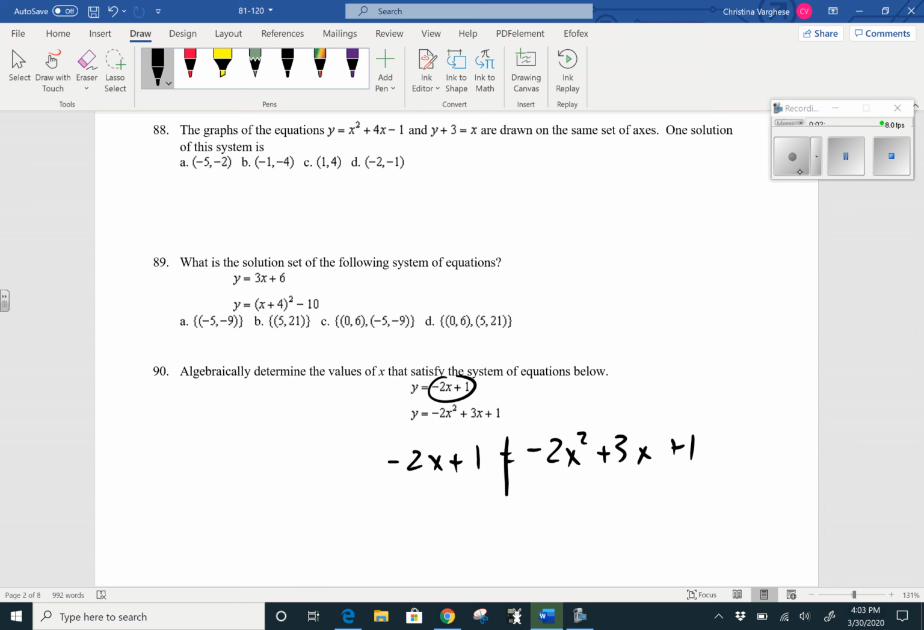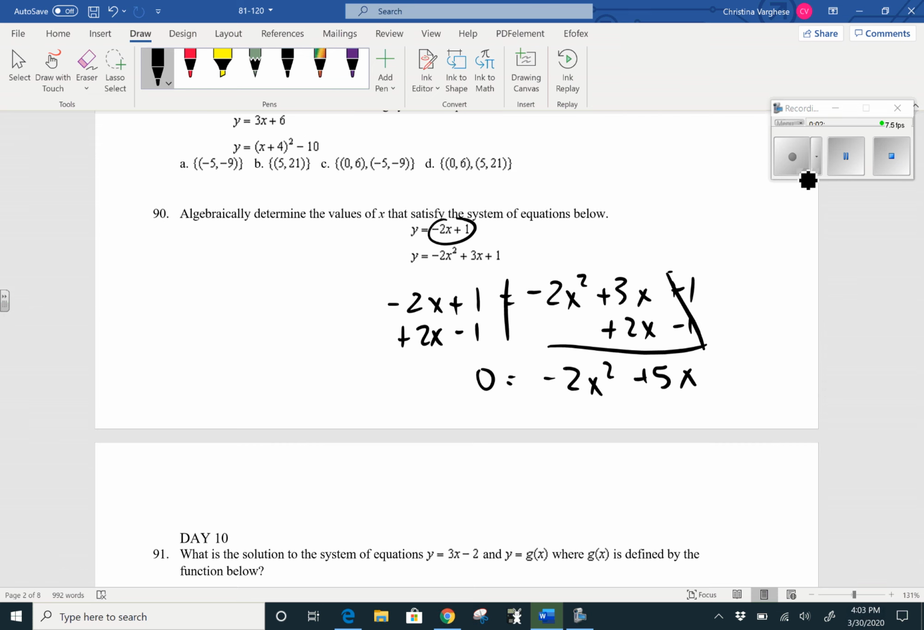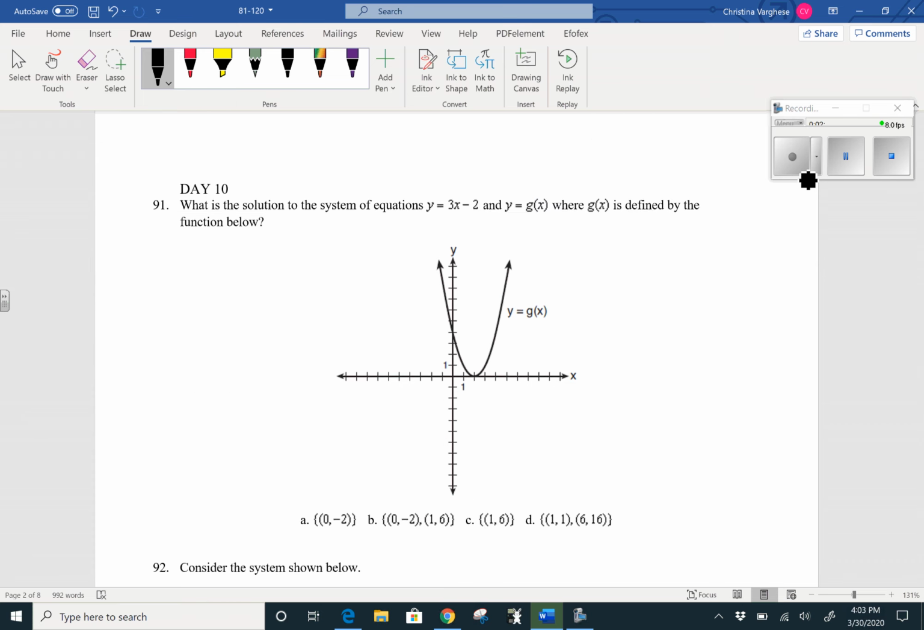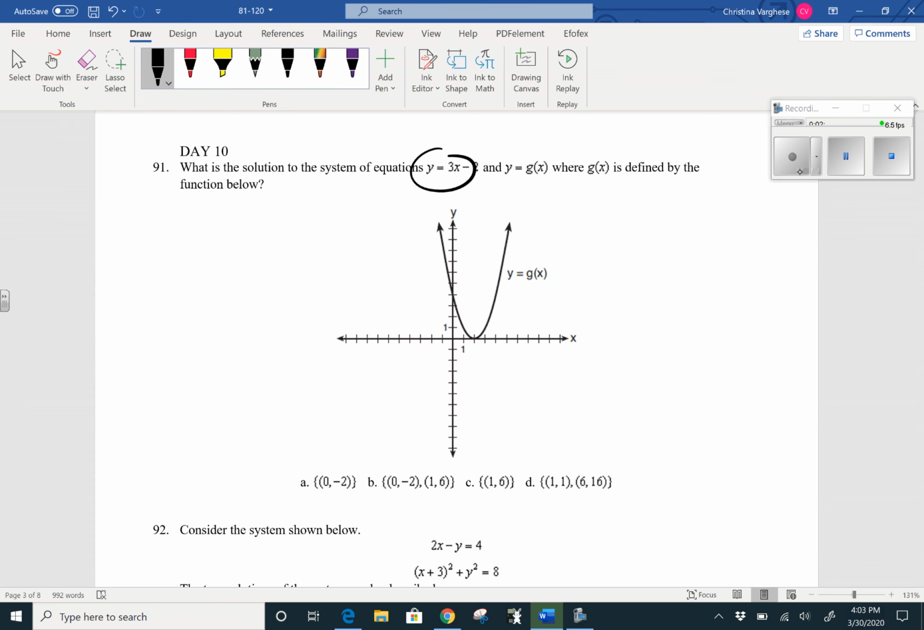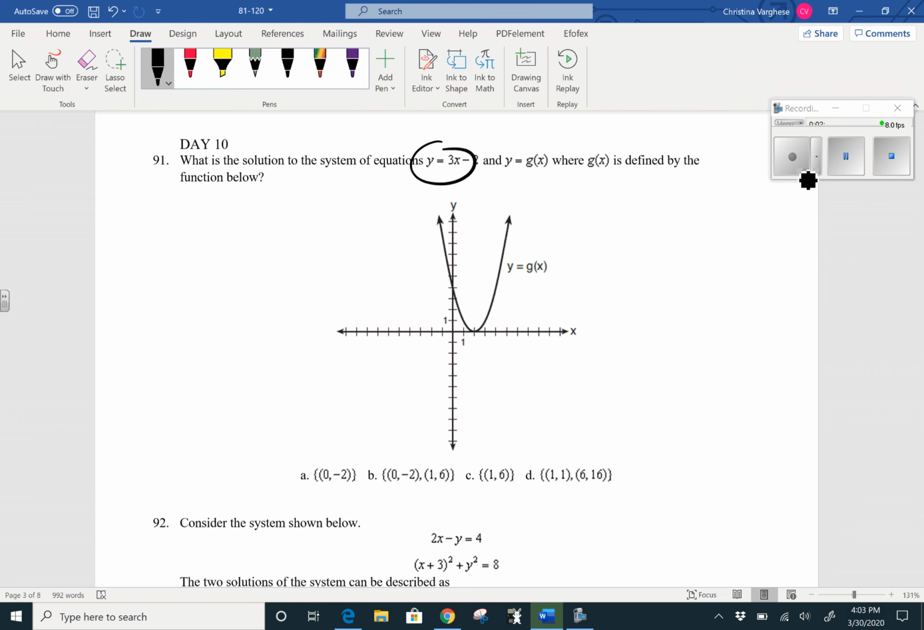A key thing is to move everything to one side. My suggestion would be to move everything to the right by doing plus 2x and negative 1, and then this cancels out. You're left with negative 2x squared plus 5x equals 0. You should be able to take it from here using algebra 1. Remember to find the solutions: once you get x, plug it back in to get the y's. The next question, you take this into the calculator, plot it, and then see where they meet.